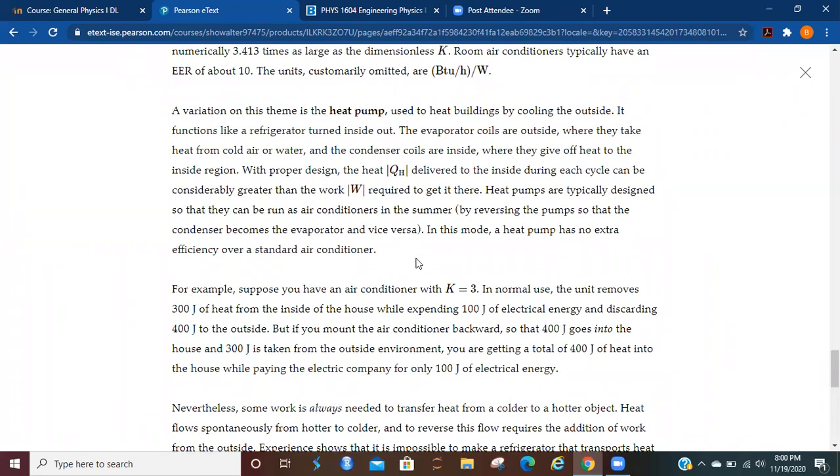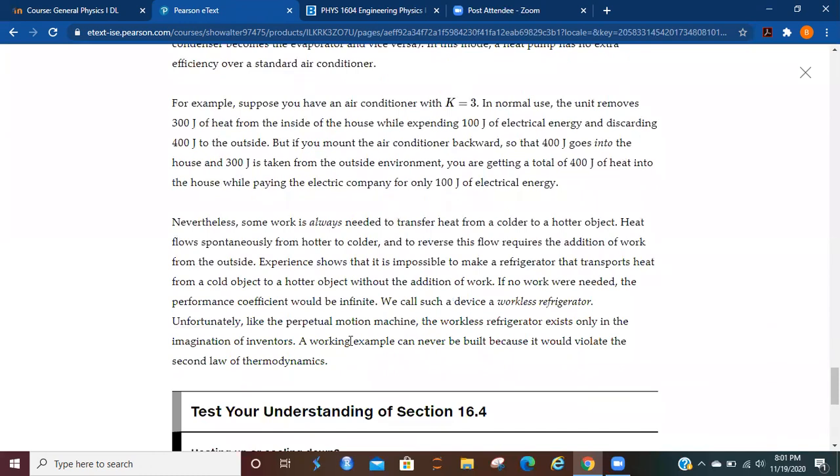Variation on themes, the heat pump is used to heat buildings by cooling the outside. It functions like a refrigerator turned inside out. So the evaporator coils are outside as opposed to inside, where they take heat from cold air or water, and the condenser coils are inside where they give off the heat. These are usually designed so they can be run as air conditioners in the summer. In this particular model, a heat pump has no extra efficiency over a standard air conditioner.